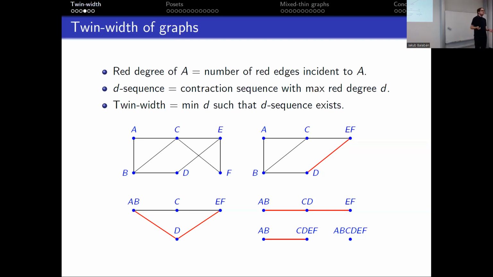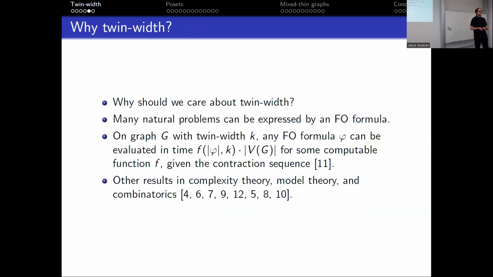So now we may ask, why should we care about something like this? The reason is that in the first paper on twin-width, Bonnet and others proved that if we have a contraction sequence of small twin-width, of small red value, then we can decide any first-order formula on the graph. First-order means that we can quantify only over vertices, not sets of vertices. And so it's some FPT algorithm.